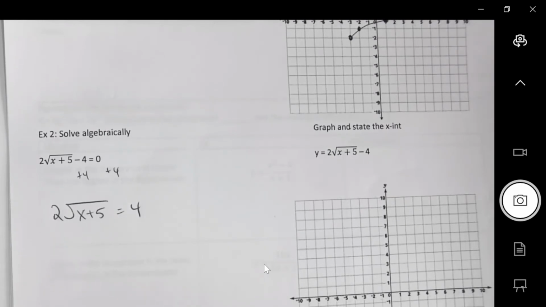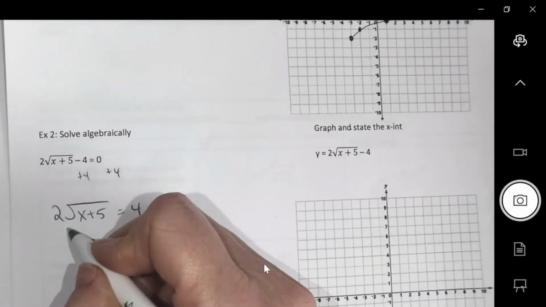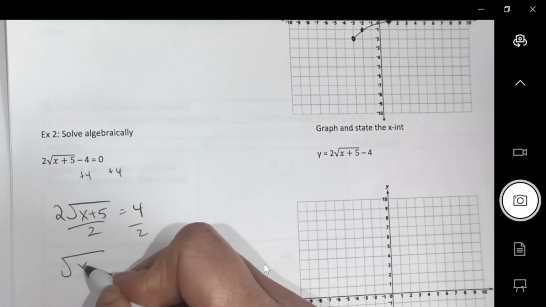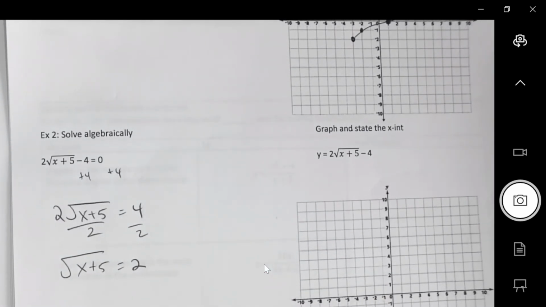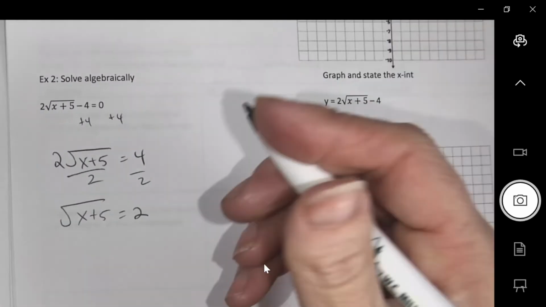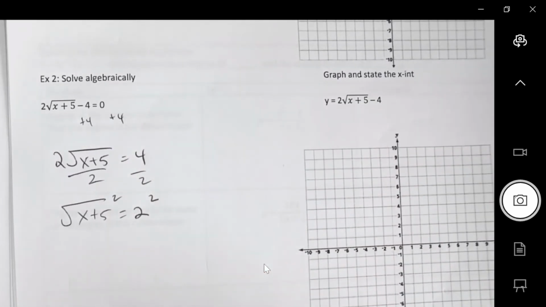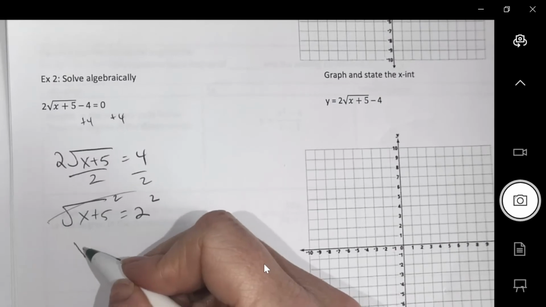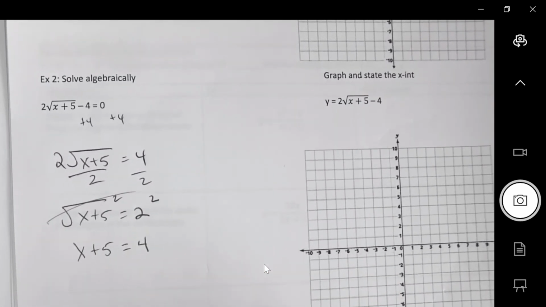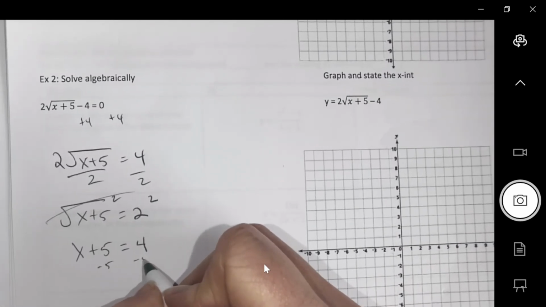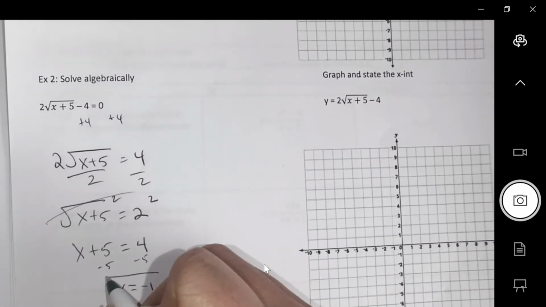Now what? Divide by 2. Then we can square. Does that make sense? Remember those steps from grade 11? X plus 5 equals 4. If I subtract 5, I get a negative 1.